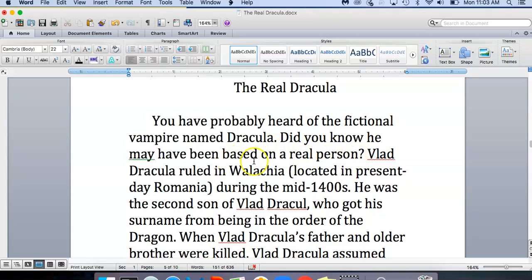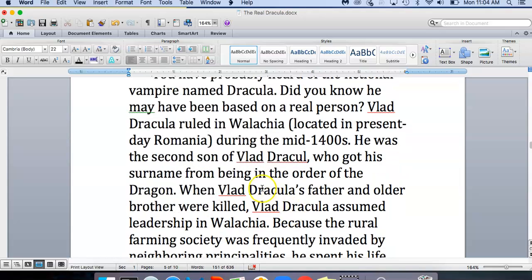Did you know he may have been based on a real person? Vlad Dracula ruled in Wallachia, located in present-day Romania, during the mid-1400s. He was the second son of Vlad Dracula, who got his surname from being in the Order of the Dragon. When Vlad Dracula's father and older brother were killed, Vlad Dracula assumed leadership in Wallachia.